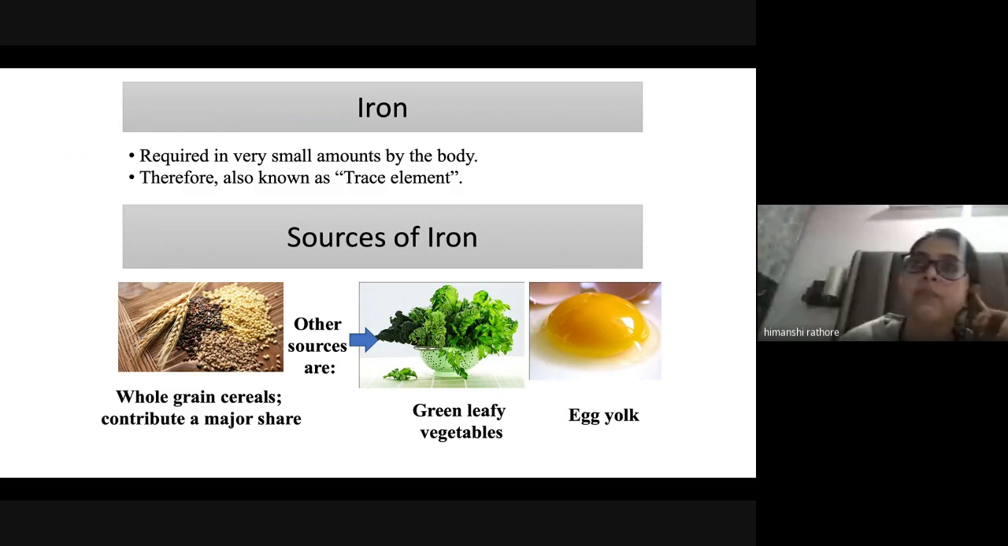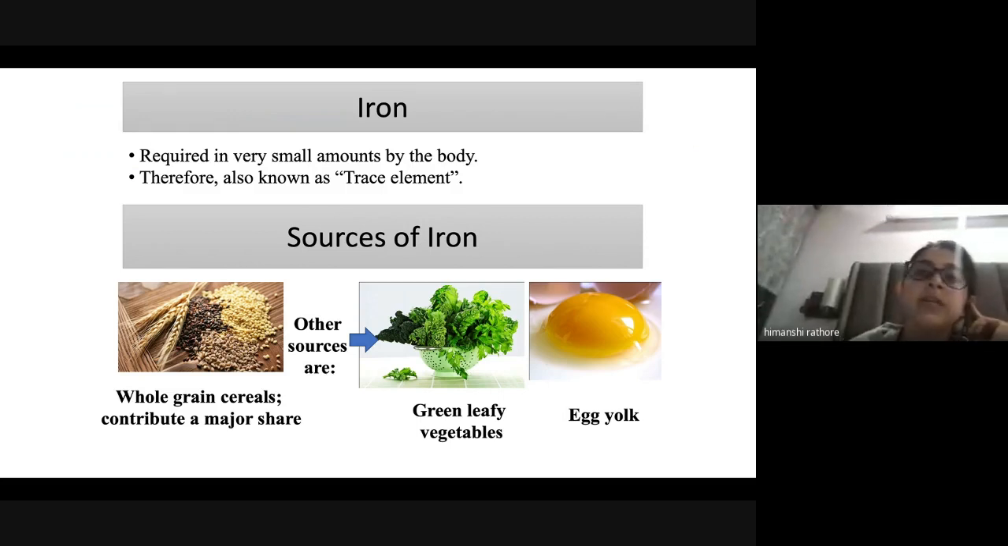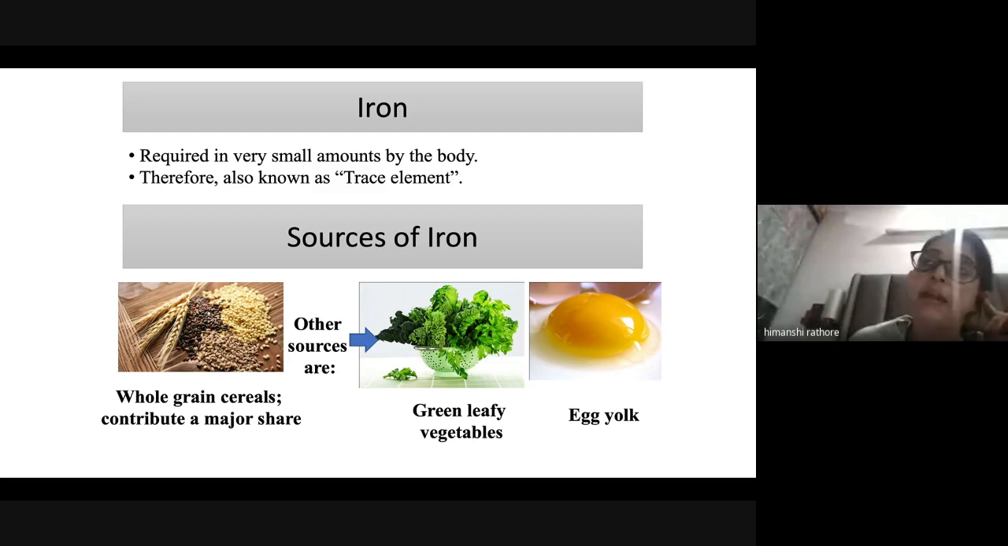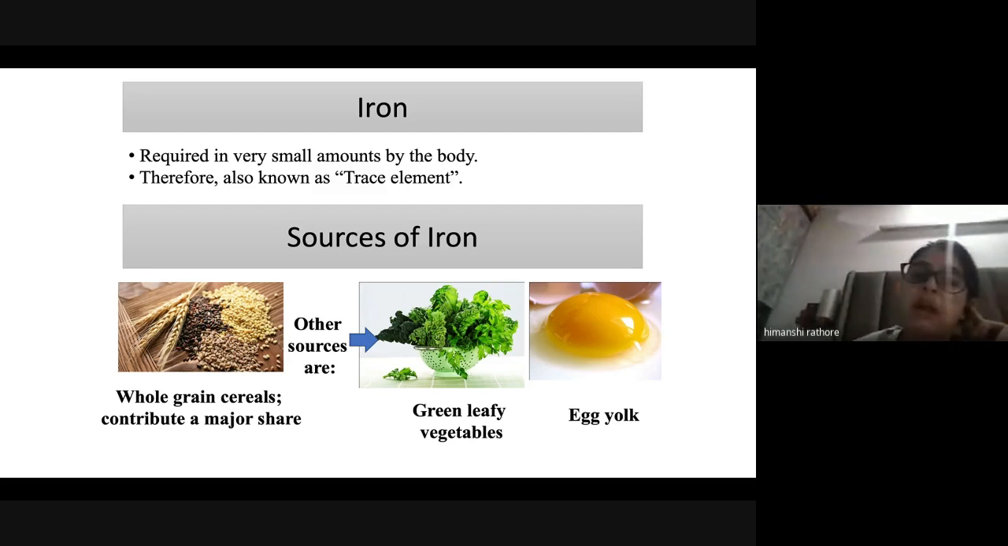Now unit 5 is about the micronutrients. Again, it's iron, which is an important mineral for you. Iron is required in a very small amount in the body, therefore it is also called a trace element. Okay, but it is very important because iron is required for maintaining the red blood cells in your body, and its deficiency leads to anemia. I have already talked about that.